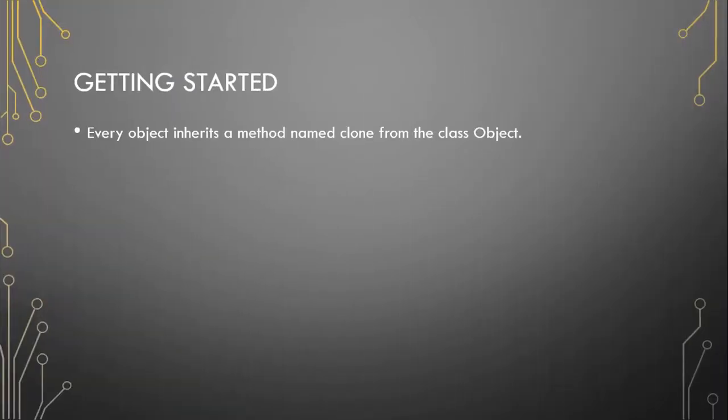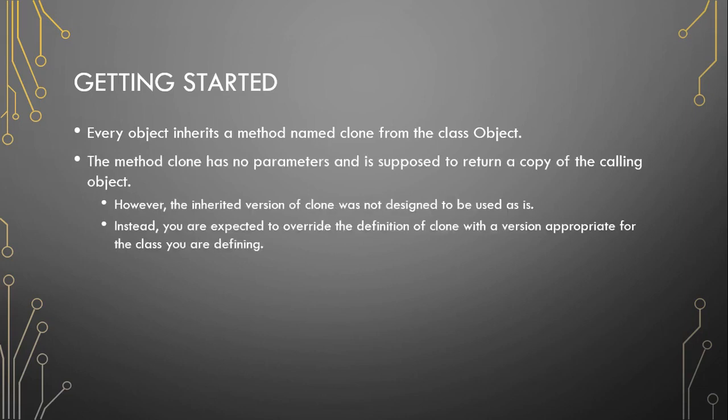So getting started, every object inherits a method named clone from the class Object. Remember, class Object is one of the big super classes out there in Java. We've talked about how they get the equals method and the toString method. Well, they also get the clone method. What's interesting about the clone method is that it has no parameters, and it's supposed to return a copy of the calling object.